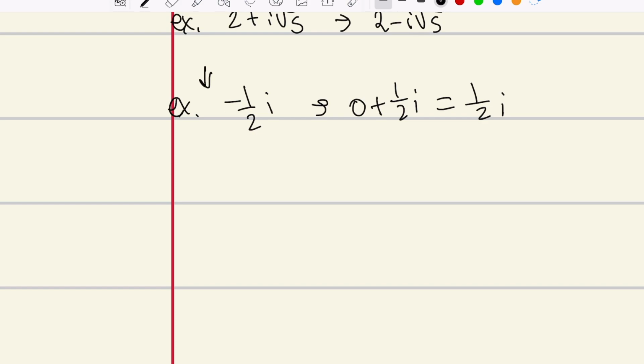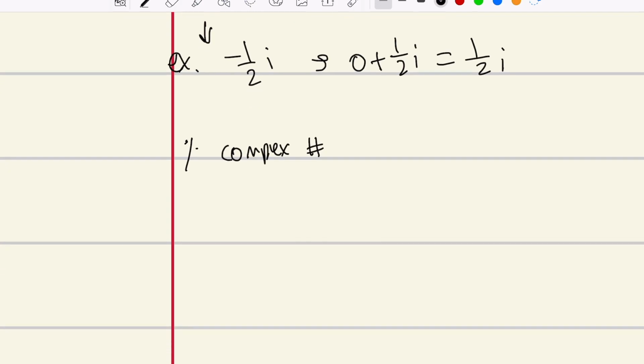Sounds confusing, but let's do example number 1 from dividing complex numbers. Okay. So example number 1. This right here: 2 plus 5i divided by 4 minus i.